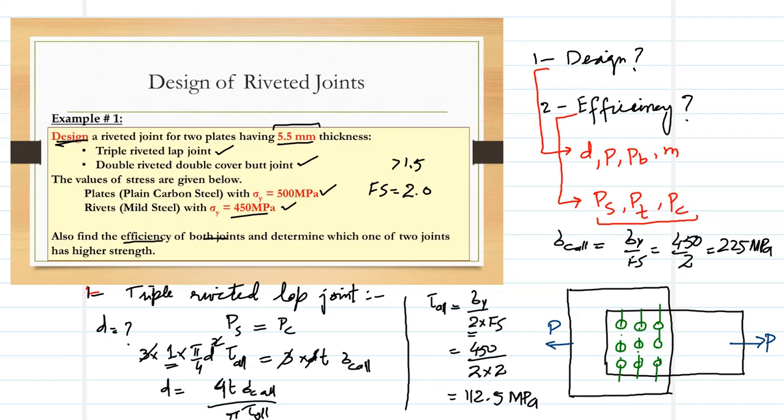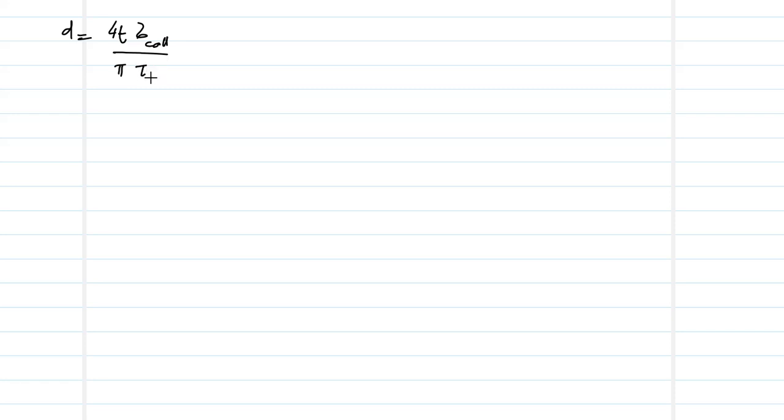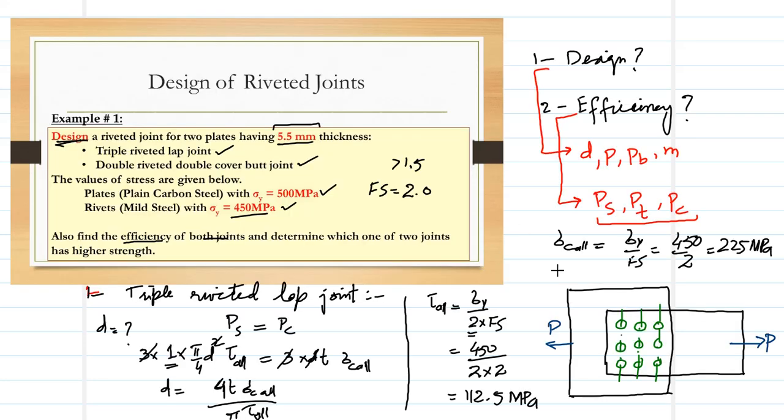So d equals 4 T sigma c allowable divided by pi tau allowable. Now remember, if you are using the units of sigma c and tau in megapascal or pascal, you have to convert thickness into meters. Or if you are using sigma c or tau in newton per millimeter square, then you can directly use thickness. In this particular case, I'm using newton per millimeter square. You know that 1 megapascal is equal to 1 newton per millimeter square. Clear?